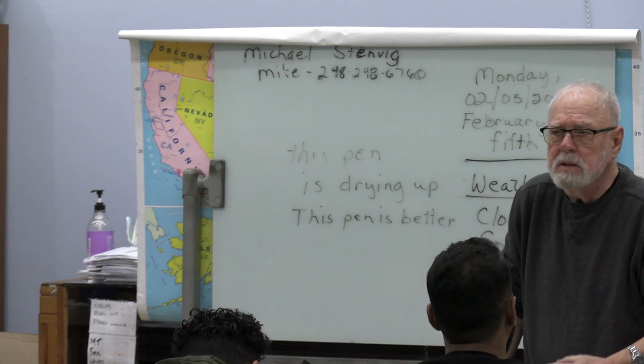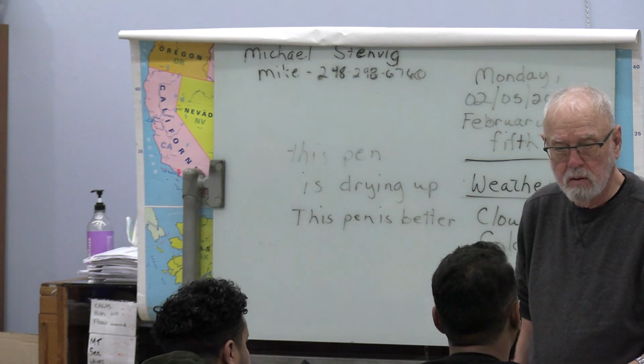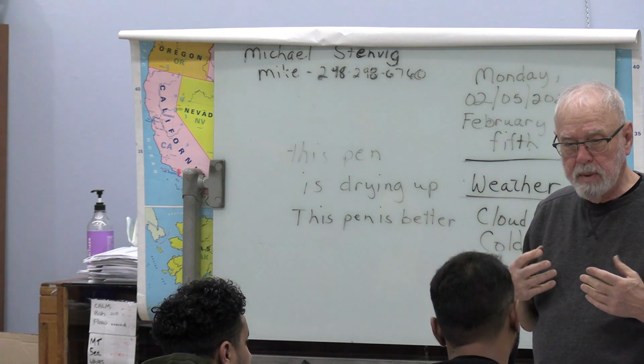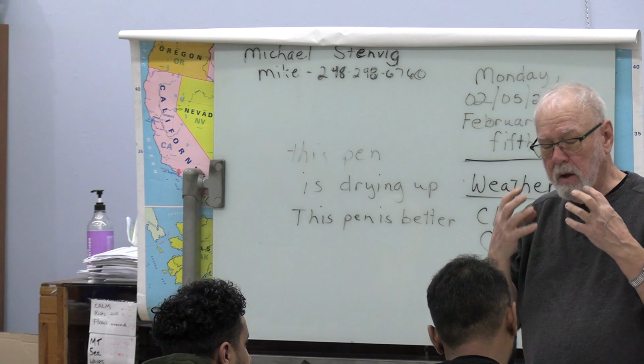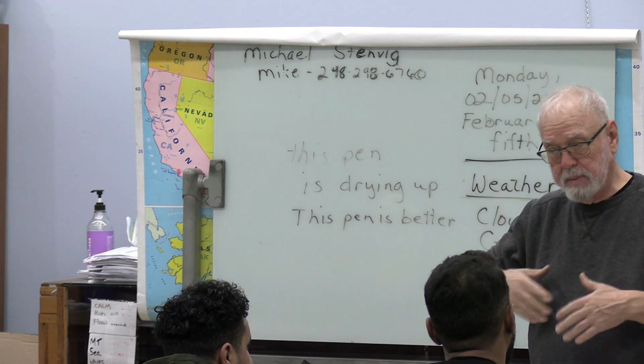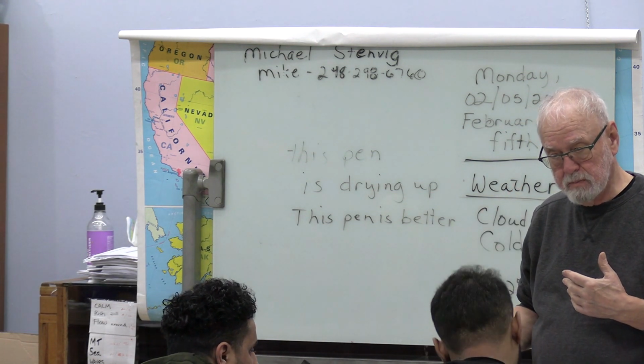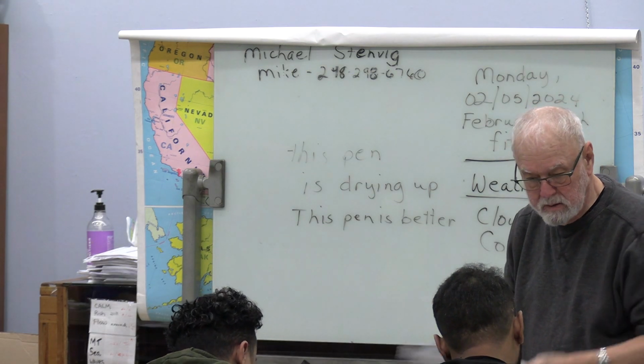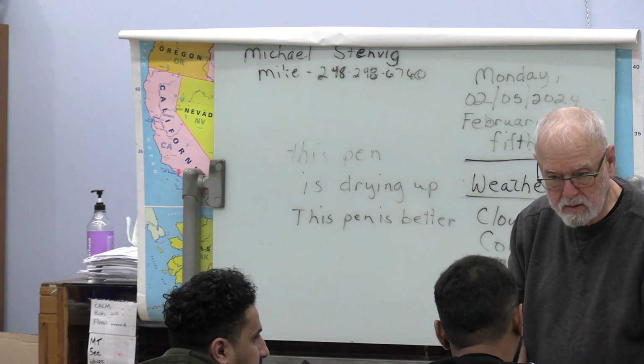Seizure. Where your nerves go crazy. People that have seizures kind of can't stop and then they pass out. Seizure. Did you pass the seizure?